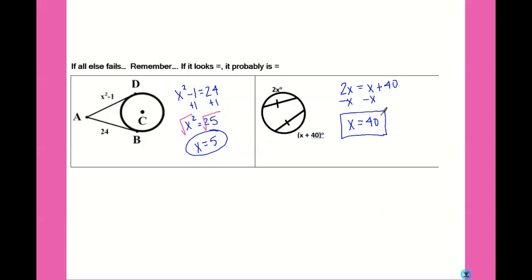Those are all the examples. Go work on your practice problem.